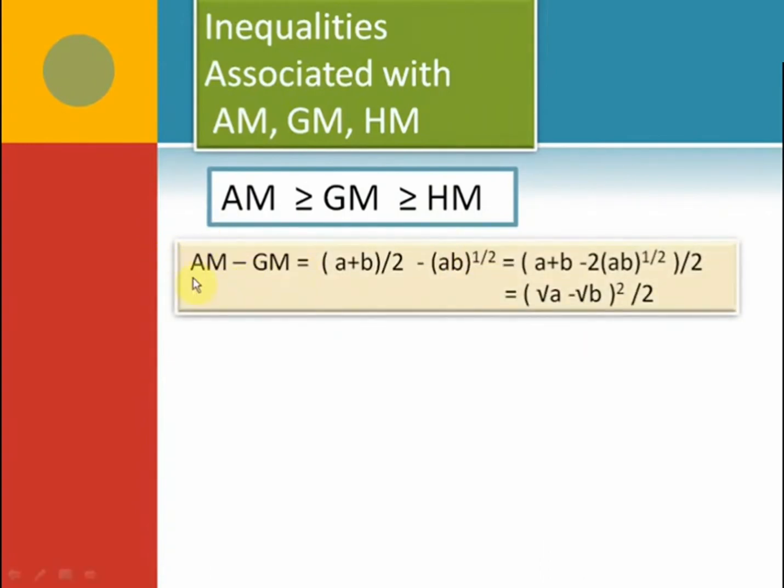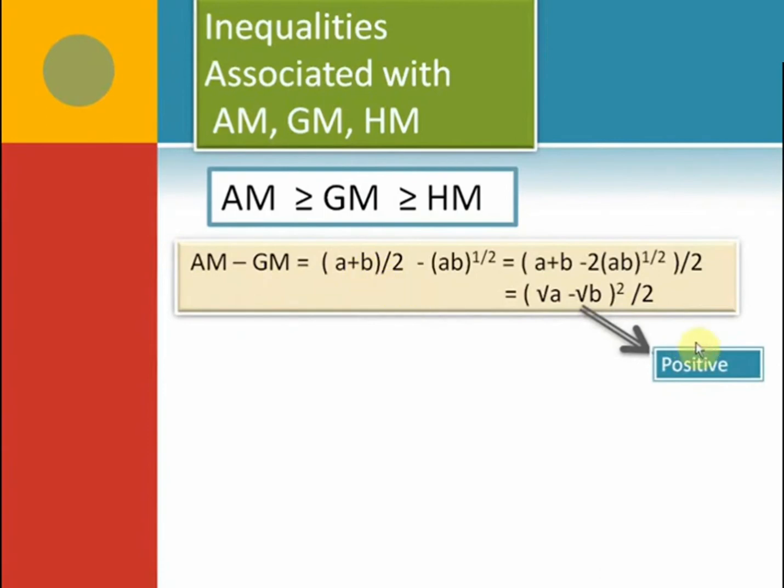Now AM minus GM would be equal to a plus b by 2 minus under root of ab. This becomes a plus b minus 2 times under root of ab whole divided by 2. Now a plus b minus 2 times under root of ab is nothing but equal to under root of a minus under root of b whole square, divided by 2. Now under root of a minus under root of b whole square is a positive quantity.